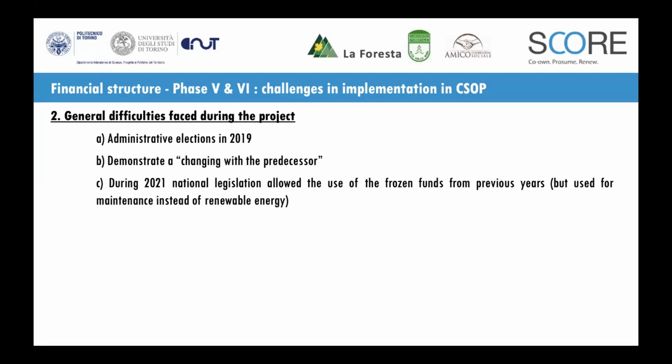On the other point of view, in 2021, the Italian government allowed the use of some funds that were frozen since the Monti government, so a lot of years ago. And they used those funds not to install new renewable energy, which would have been a good idea, but instead to do some maintenance on the roads and on the public lighting that was not abandoned, but was without proper maintenance for a long time. So all these changes altered the time span of our project.